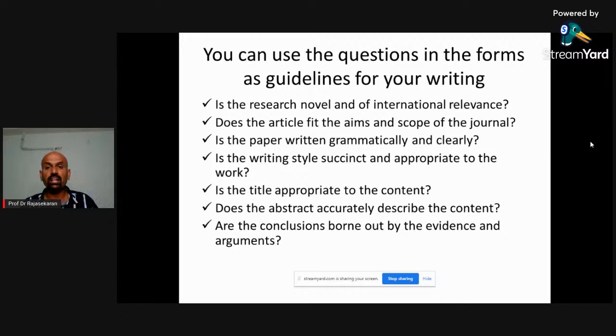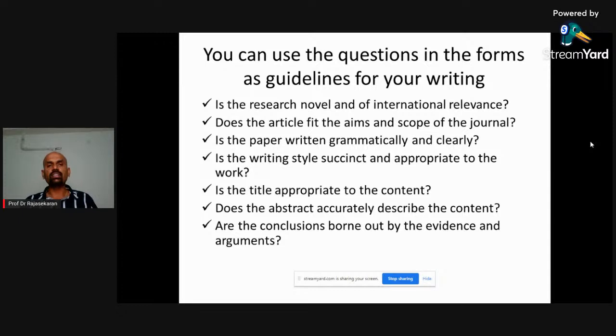Does the abstract accurately describe the content? The first thing the reviewer reads is the abstract. If you have written something in the abstract, but when they go into the paper, whatever you presented in the abstract is not there in the paper, then you are gone, immediate rejection. So you should take a lot of time to write the abstract properly, because that's the first thing any referee reads. Make sure that it is written effectively.